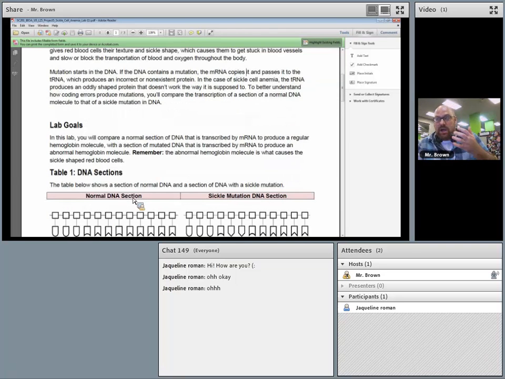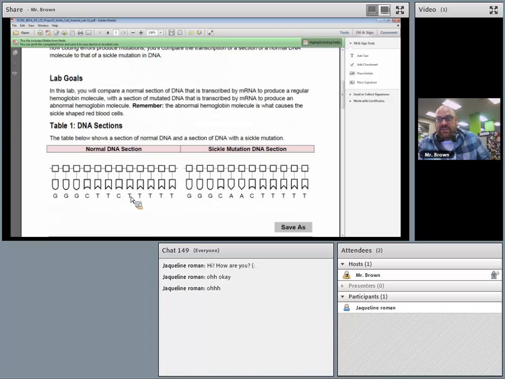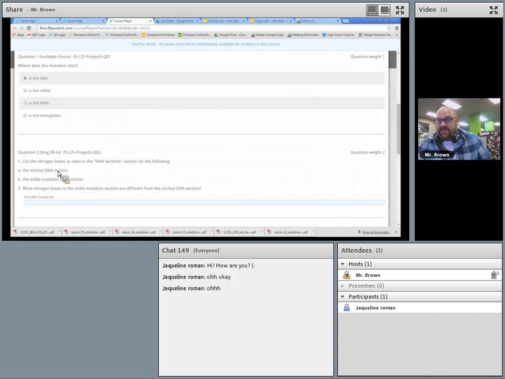So when you give the DNA section, you are going to literally list for the normal DNA section GGG, CTT, CTT, TTT. Literally, just write it down. For the sickle cell mutation, the bases are GGG, CAA, CTT, TTT. So that is the answer to part 1.